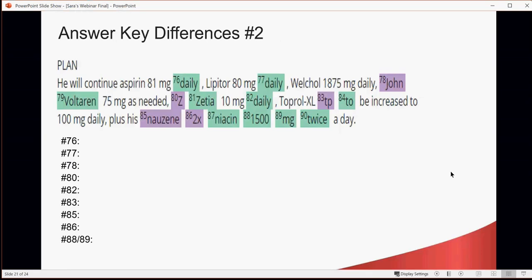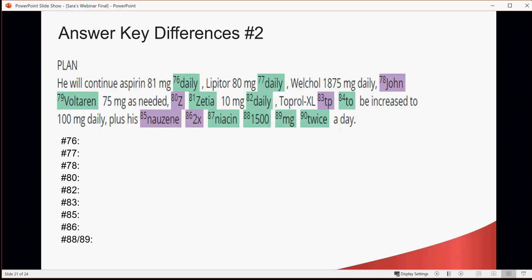All right, answer key differences number 2. He will continue aspirin 81 milligrams daily, Lipitor 80 milligrams daily, Welchol 1,875 milligrams daily, Voltaren 75 milligrams as needed, Zetia 10 milligrams, Toprol XL to be increased to 100 milligrams plus niacin, or I'm sorry, 2x a day.